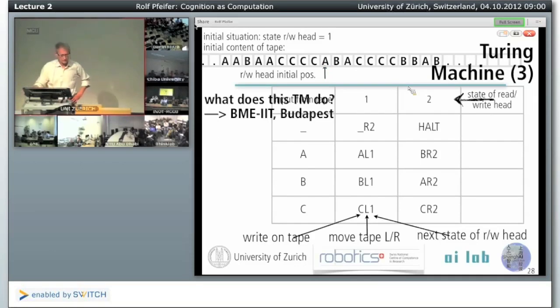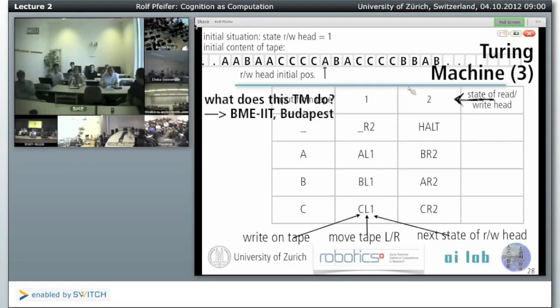Now I would like to ask Budapest, are they connected? Yes. Could you briefly explain what this Turing machine is actually doing? What is the result of this Turing machine? Can I send it to you? Who's going to do that, guys? So, can you hear me? Yes, we can hear you very well.